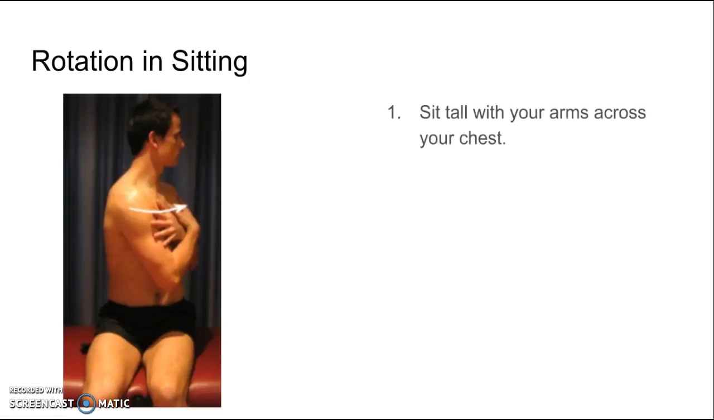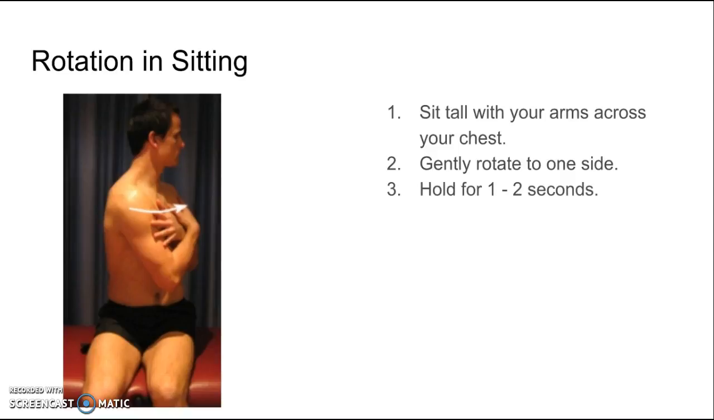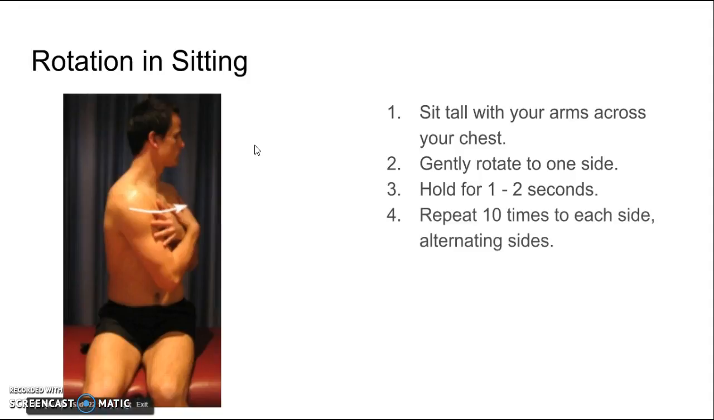Begin sitting tall with your arms across your chest. Keeping your legs still, gently rotate to one side as far as you can go without pain and provided you feel no more than a mild to moderate stretch. Hold for 1 to 2 seconds and repeat 10 times each side, alternating sides, provided the exercise is pain-free.